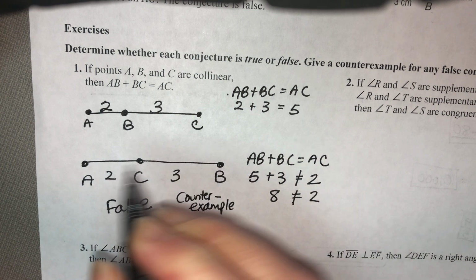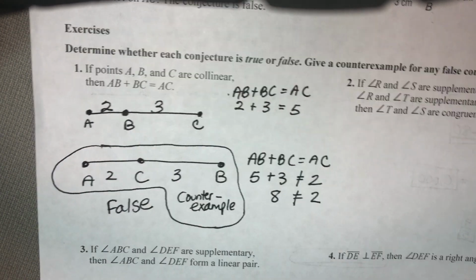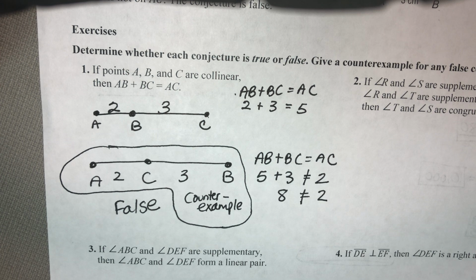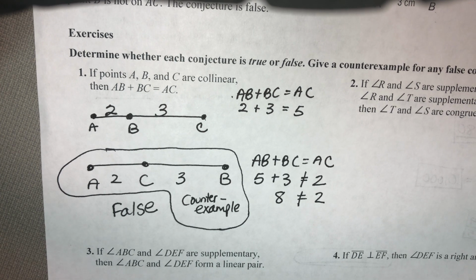because nobody said that point B had to be between A and C. If they had included that, then it would have been a true statement. But since they did not include that, it's a false statement.